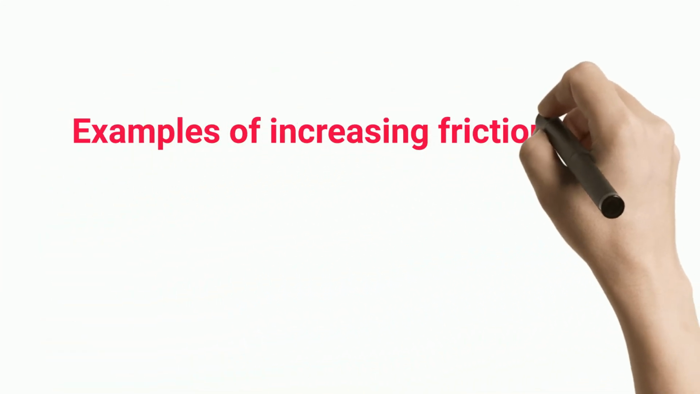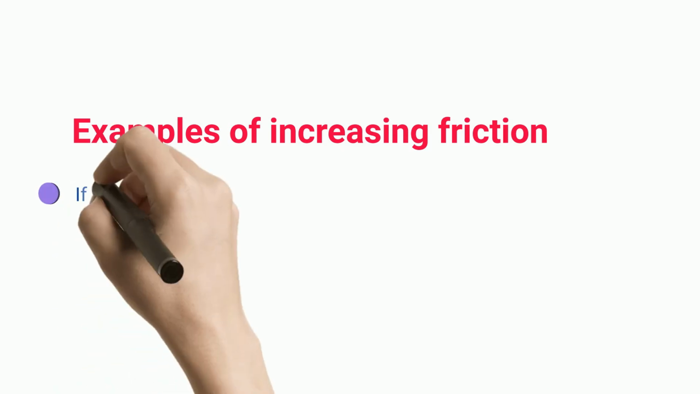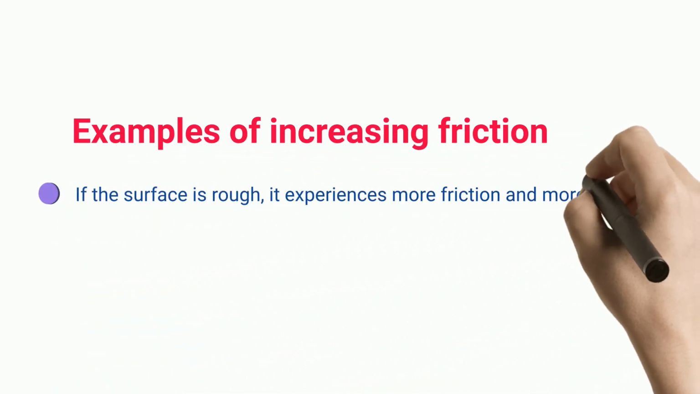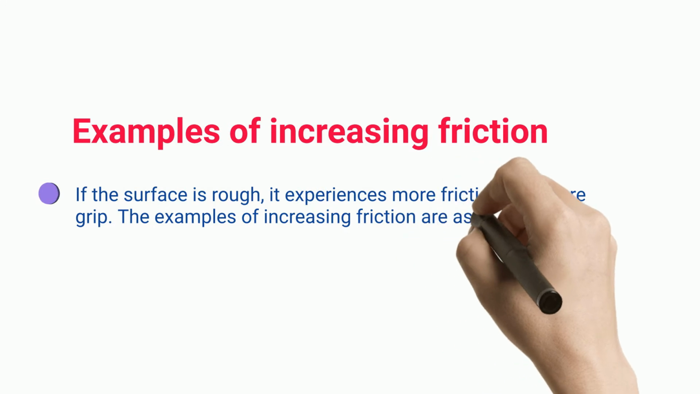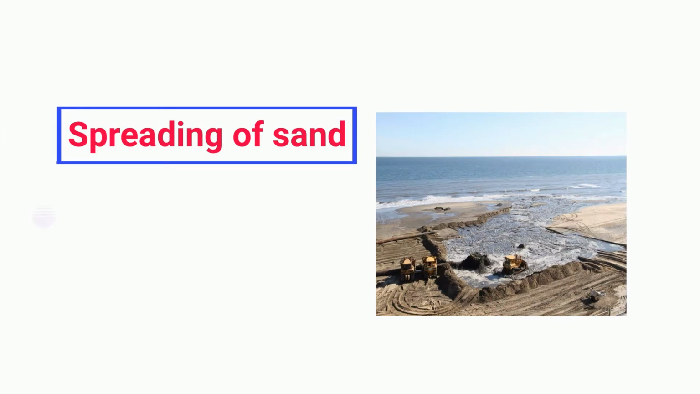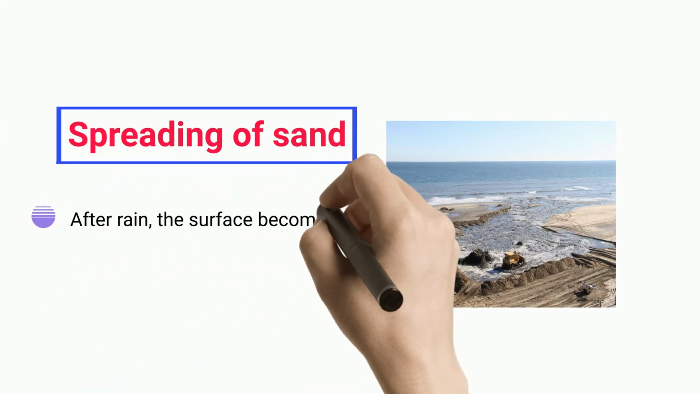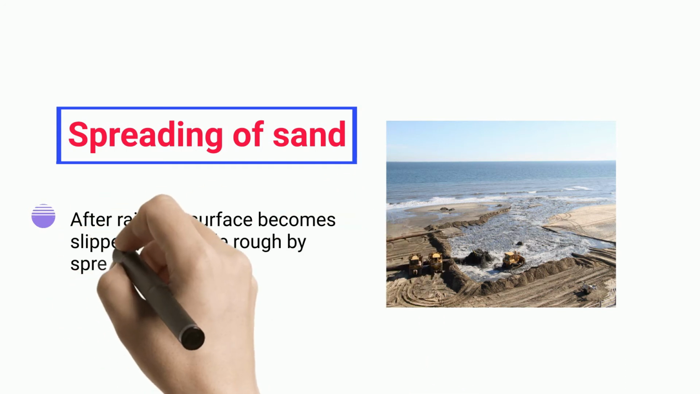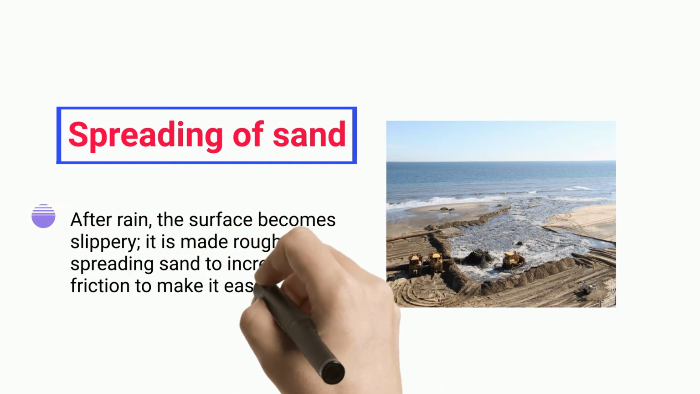Examples of increasing friction. If the surface is rough, it experiences more friction and more grip. The examples of increasing friction are as follows. After rain, the surface becomes slippery. It is made rough by spreading sand to increase friction to make it easy to walk.